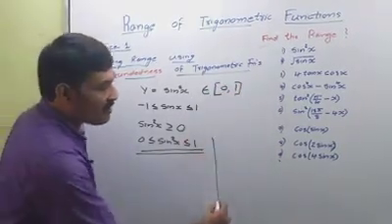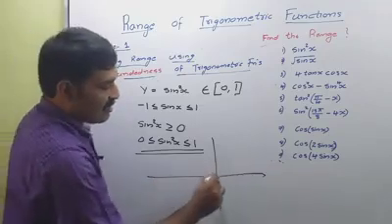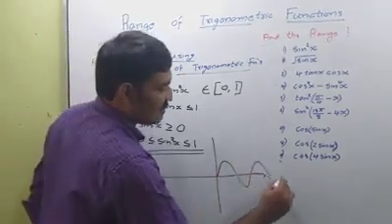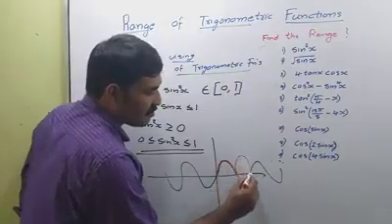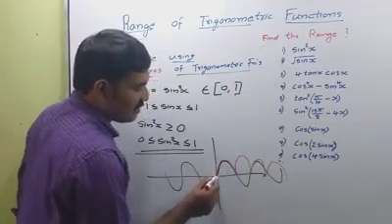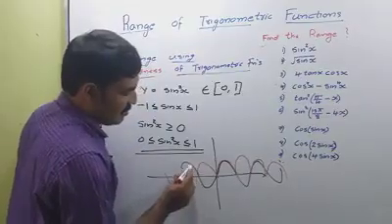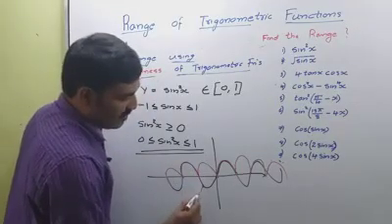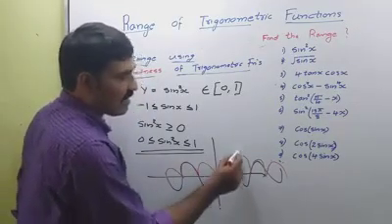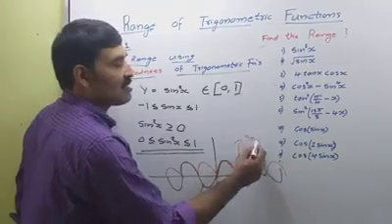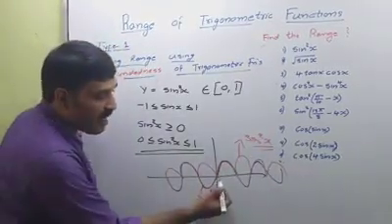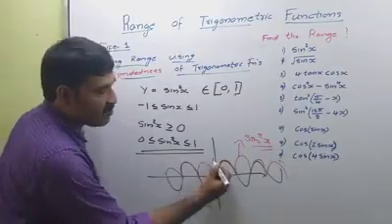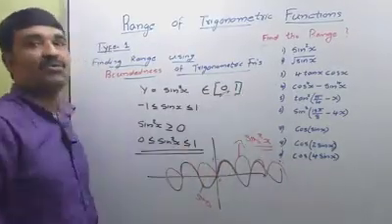The graph of sin x is like this, and the red line represents the graph of sin square x. Since sin square x is always positive, the minimum value is 0 and the maximum value is 1. So the range is 0 to 1.